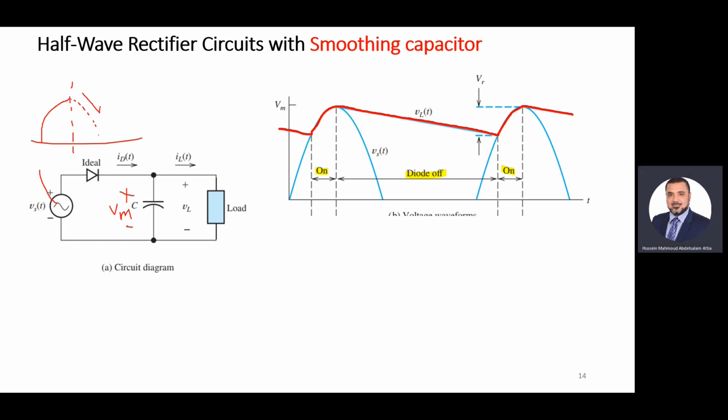Now the input starts to go lower than V maximum. The diode was on as long as the input was less than the voltage across the capacitor. Once the voltage across the capacitor reaches the same voltage as the input, the diode will turn off. The situation now is that the output reaches the maximum, and the voltage across the capacitor is the same as the input because the diode is on. Now the voltage will start to be less than V maximum.